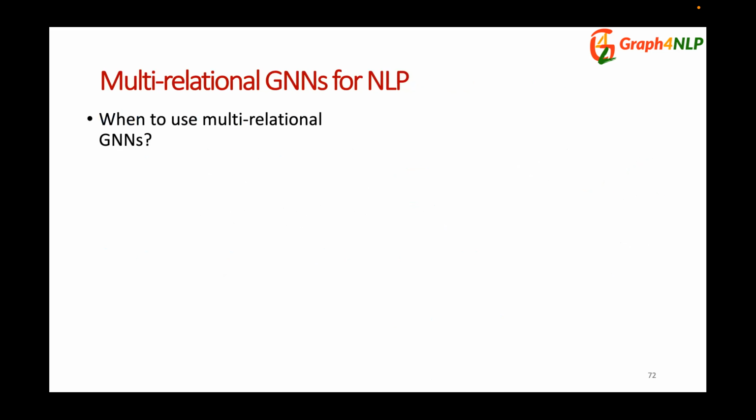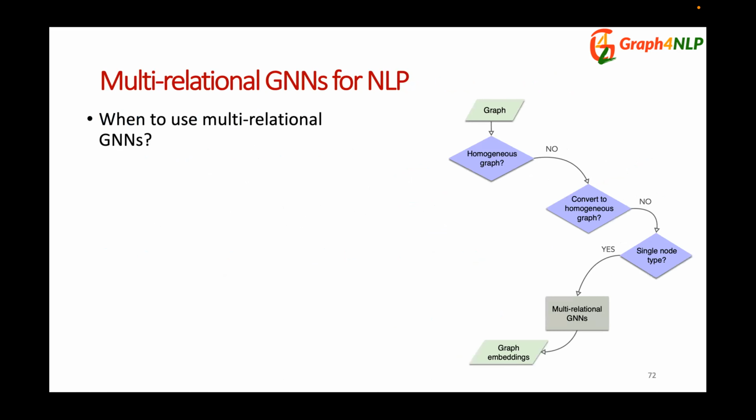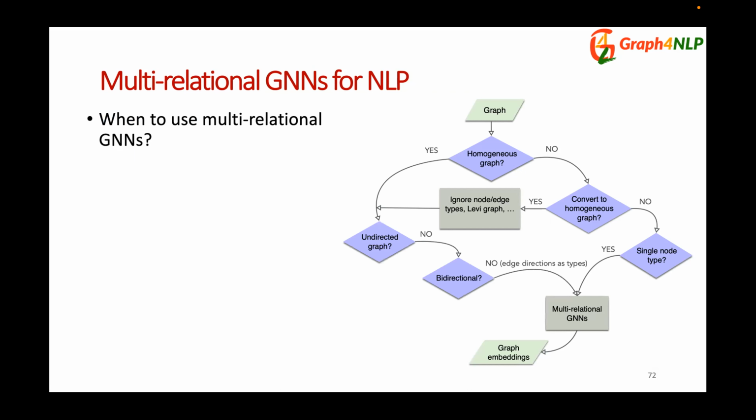Let's talk about multi-relational GNNs for NLP. When do we use multi-relational GNNs? Given a graph, if it's a non-homogeneous graph which contains multiple edge types, we can apply multi-relational GNNs to it. Or if we get a homogeneous graph, but it's a directed graph, as we previously mentioned, we can regard the edge directions as edge types, which will give us a multi-relational graph. Then we can also apply multi-relational GNNs to it.